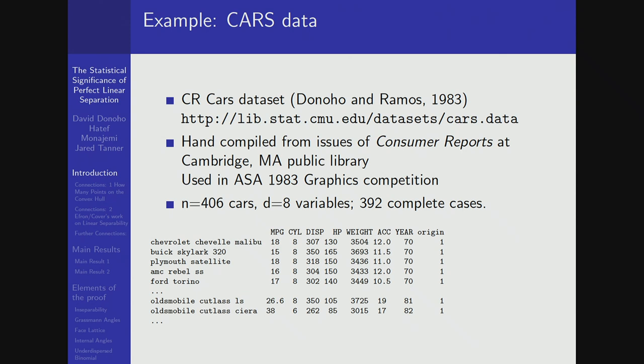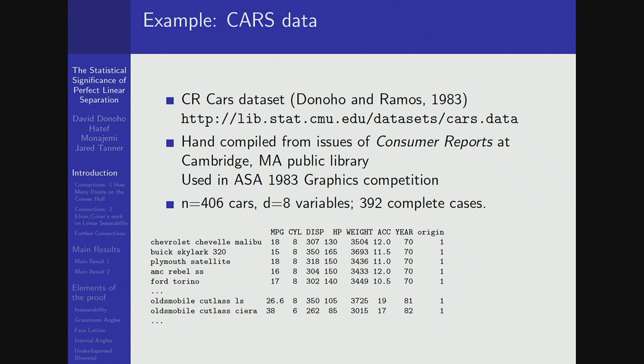I'm not really a statistician. If you were an undergraduate in statistics, you might well have run into this data set. This is called the CAR data set. Donahoe and a collaborator of his, back when they were PhD students, came up with this data set. They combed through magazines and read off information about cars, like how fuel efficient it is, miles per gallon, how many cylinders it has, how big is the displacement, what is the horsepower, the weight of the car, the acceleration, the year, where it was built, these kinds of things.